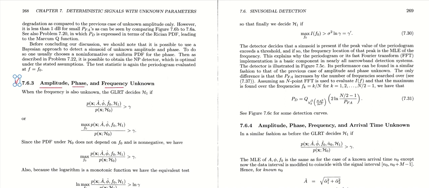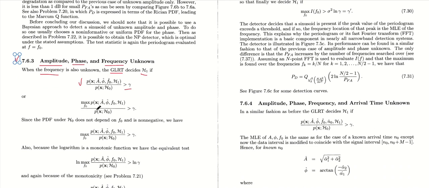And then as you know, we have more and more unknowns. We have more and more uncertainties, and therefore we'll expect more and more inaccurate performance. So when the frequency is also unknown, the GLRT decides H1 if this is larger than gamma. And this is what? P of X, A hat, phi hat, F0 hat divided by P of X, H0.